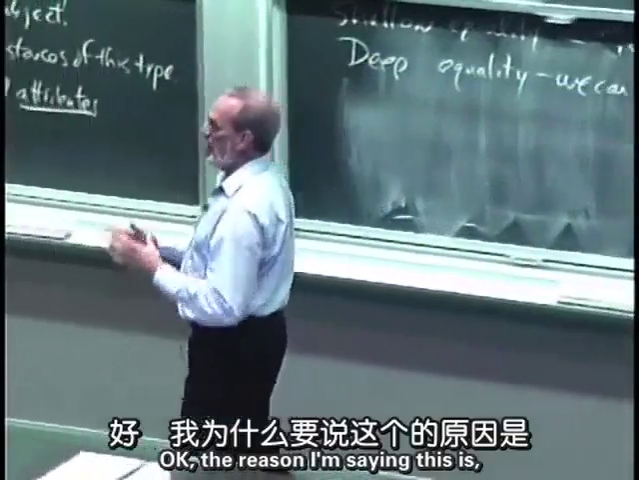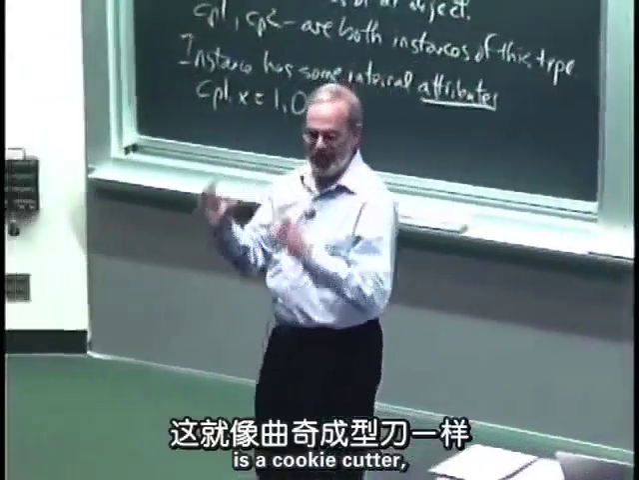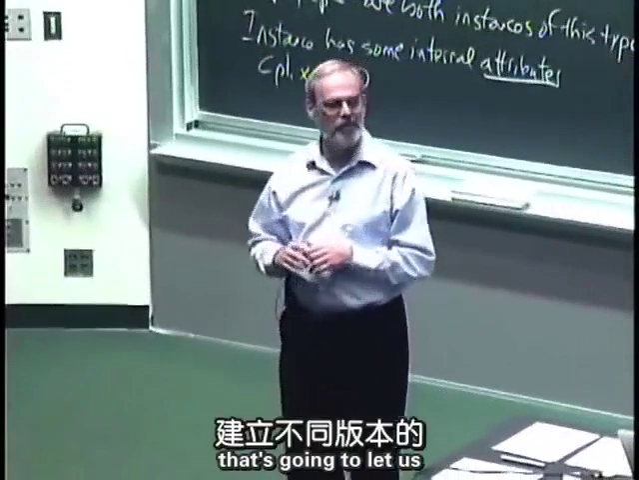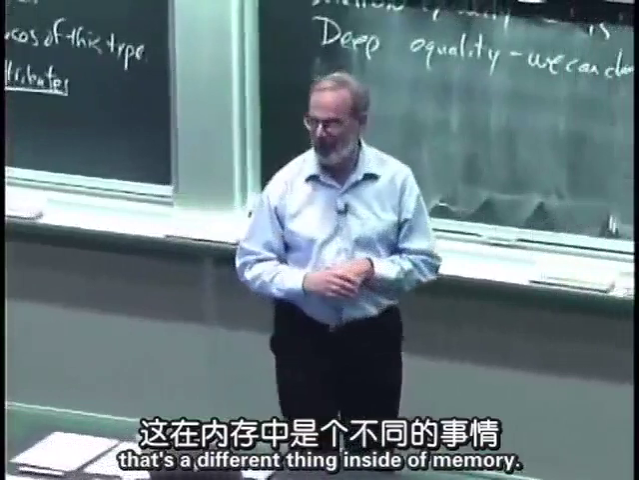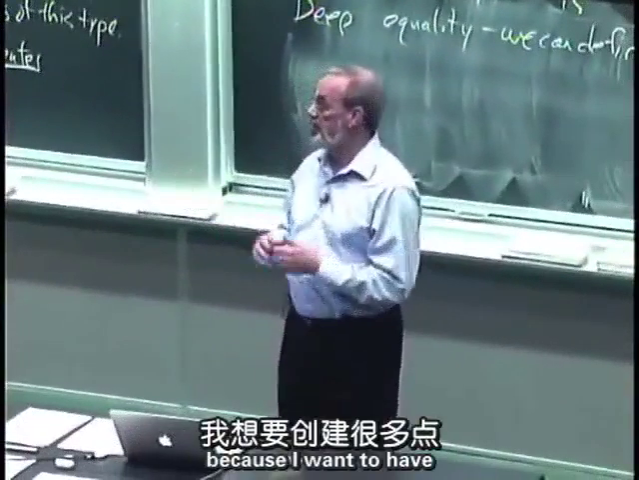The reason I'm saying this is we have one class definition. It's a cookie cutter. It's a template that's going to let us build versions of these things. Every time I use it, I'm creating a new instance. That's a different thing inside of the memory. And I want to have that because I want to have lots of versions of points.